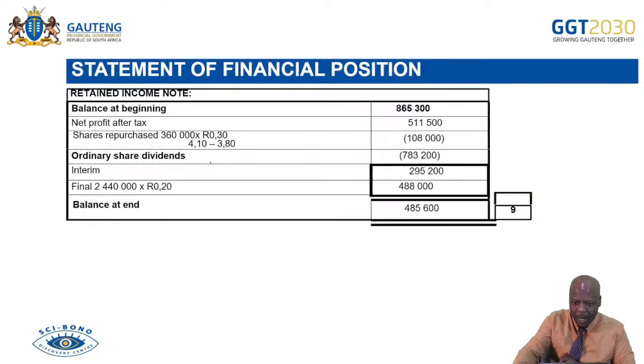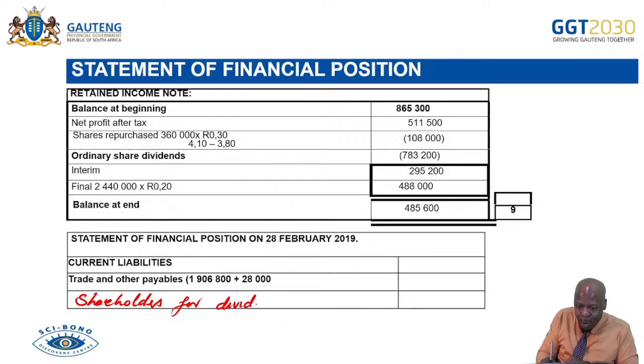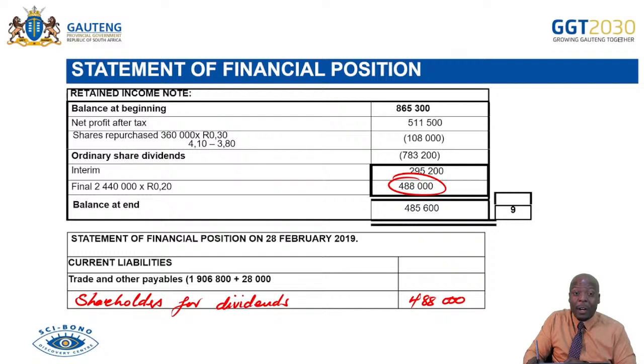That becomes number 2. So where am I going to take it? Under my current liabilities. What do I say now? Shareholders for dividends. How much is the shareholders for dividends? That is your amount there, 488,000. That is your shareholders for dividends. Okay, can I go on? All right, let's move on then.